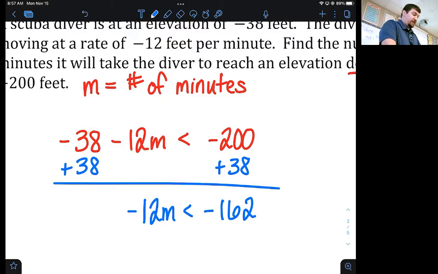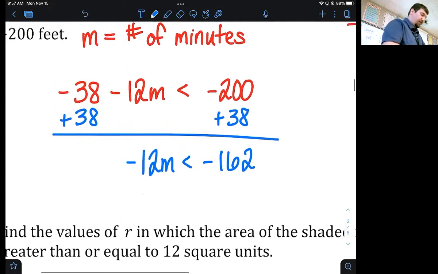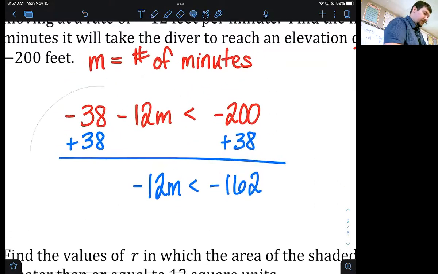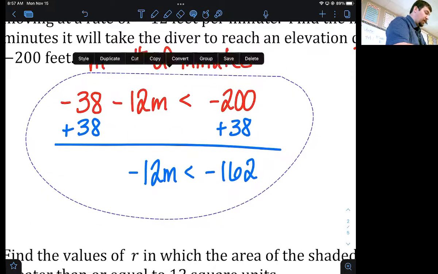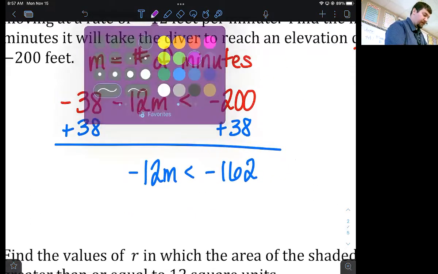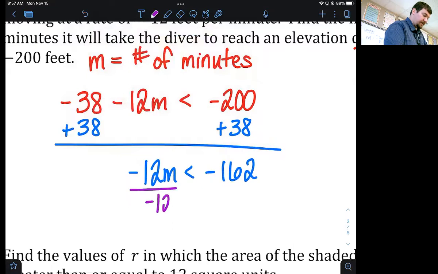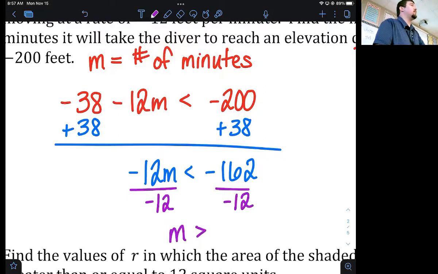So now I already got rid of the cousin Eddie term. Now I got to get rid of the coefficient term. Parker, how do I get rid of the coefficient term? Divide by negative 12. Parker, what else happens when you divide by negative? Yes. So if I want to go deeper than negative 200, that means the number of minutes it's going to be longer, greater than. Two negatives make a positive.